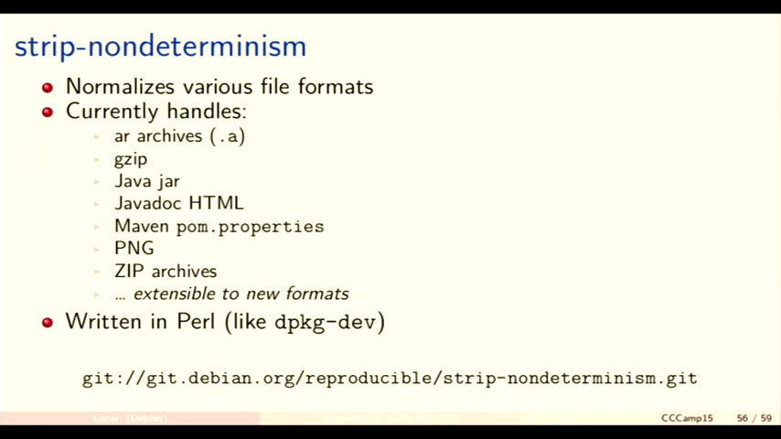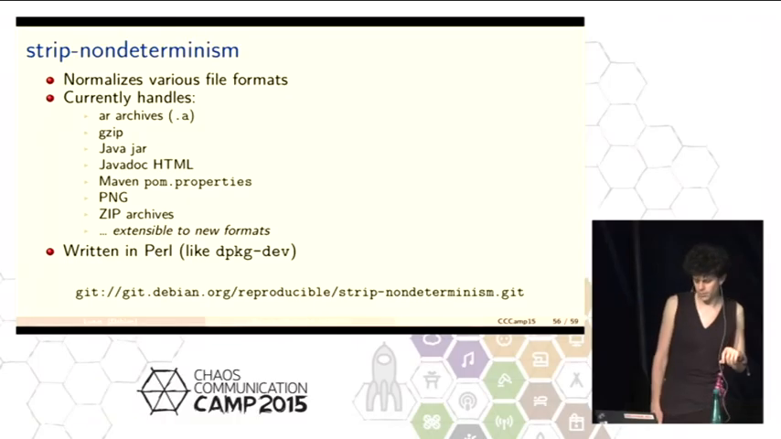It's written in Perl because we wanted it in the same language as dpkg-dev, the thing you need to build Debian packages. So we don't have a new dependency to do cross builds. Yeah, and thanks Andrew Ayer for leading that project.